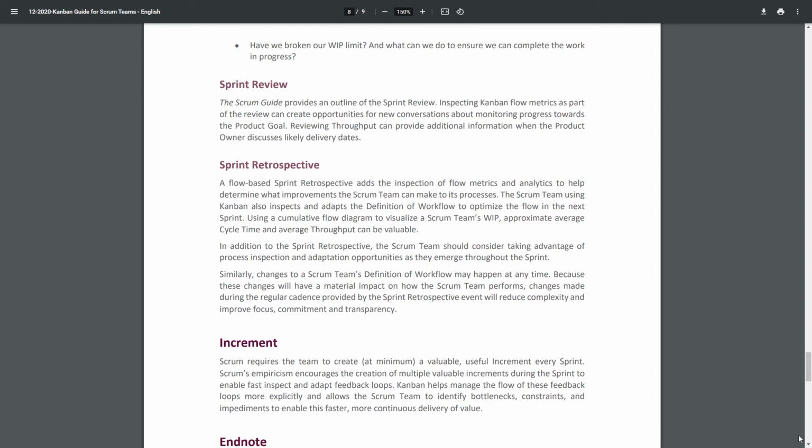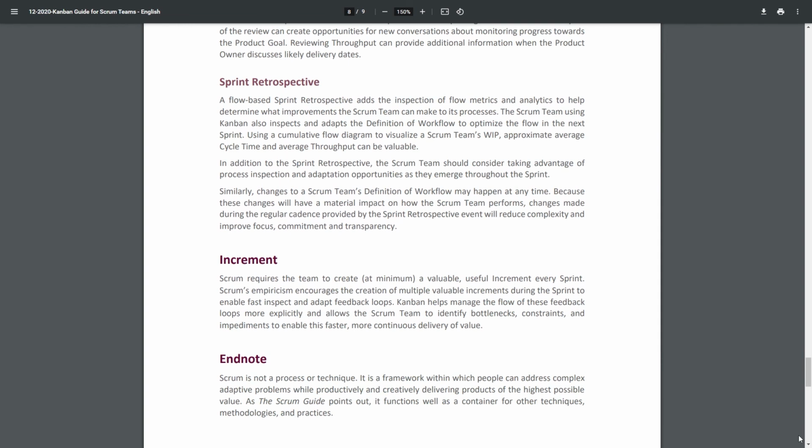Increment. Scrum requires the team to create, at minimum, a valuable, useful increment every sprint. Scrum's empiricism encourages the creation of multiple valuable increments during the sprint to enable fast inspect-and-adapt feedback loops. Kanban helps manage the flow of these feedback loops more explicitly and allows the Scrum team to identify bottlenecks, constraints, and impediments to enable this faster, more continuous delivery of value.